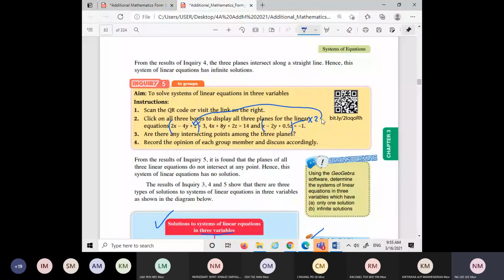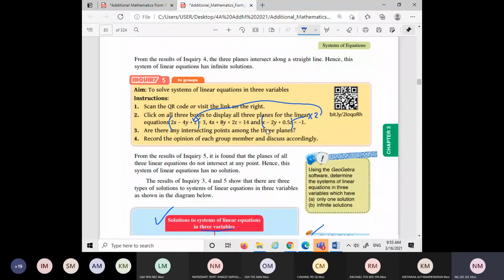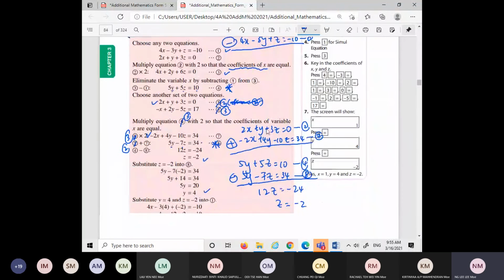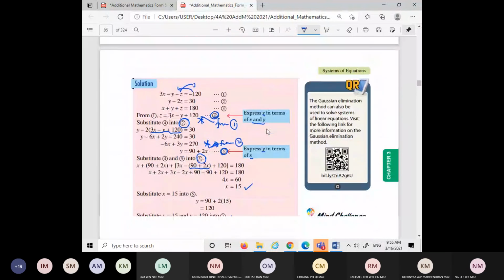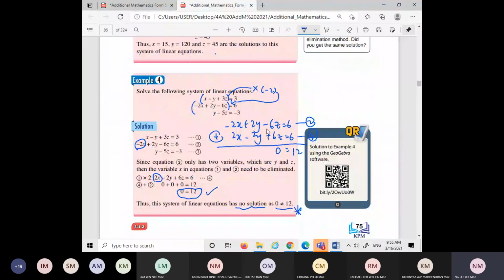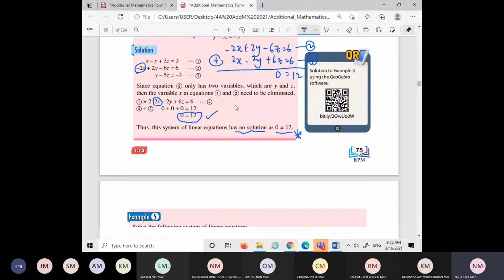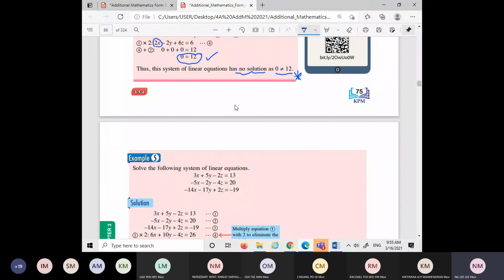Same as just now. So this one will give you parallel planes. The first and the second planes are parallel. These two are parallel. Let's go quickly to this.